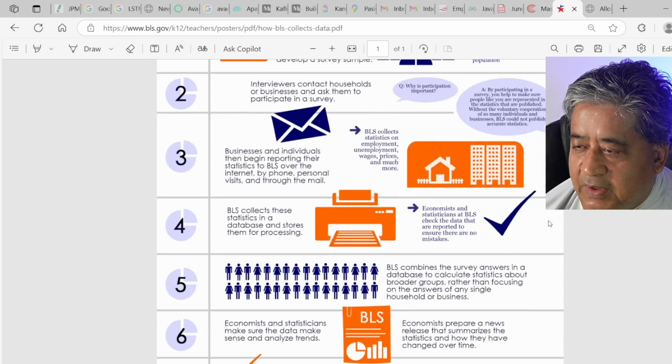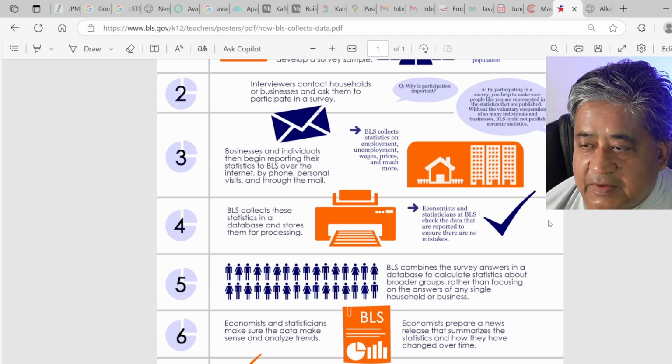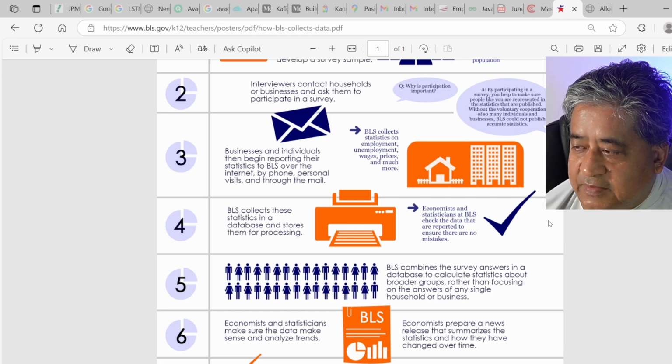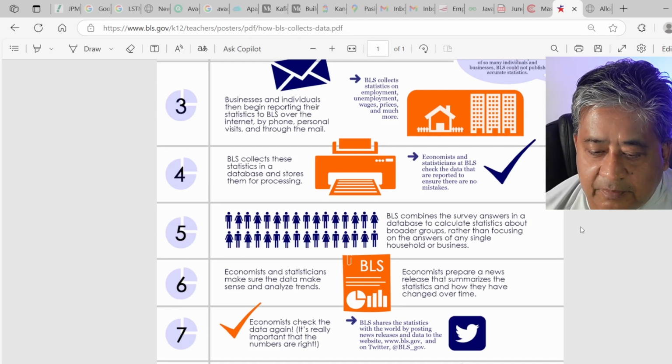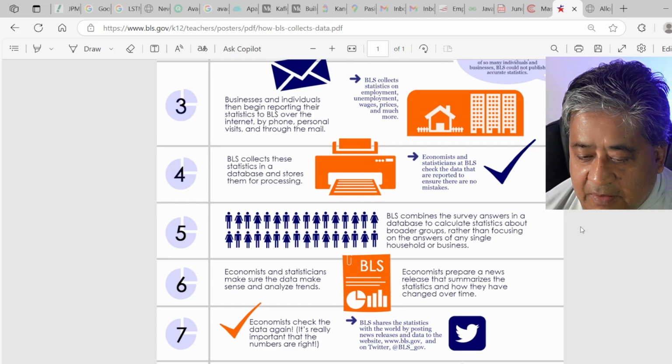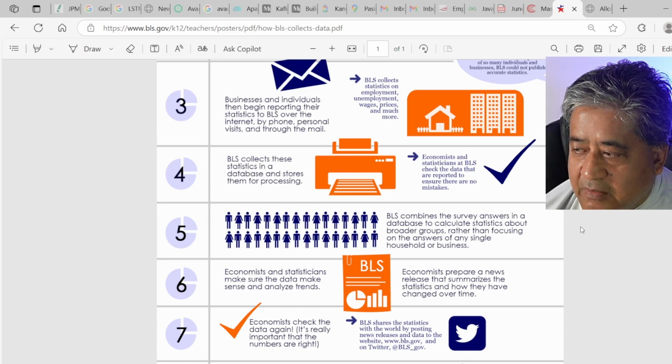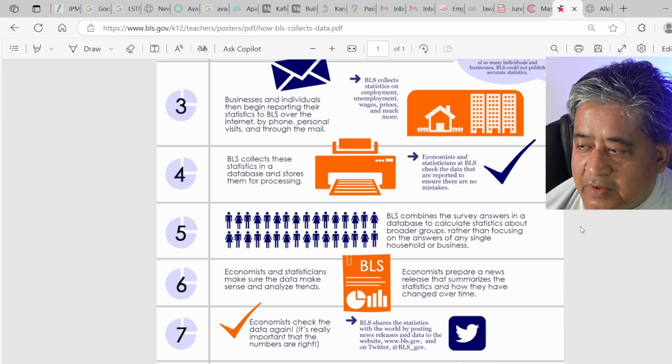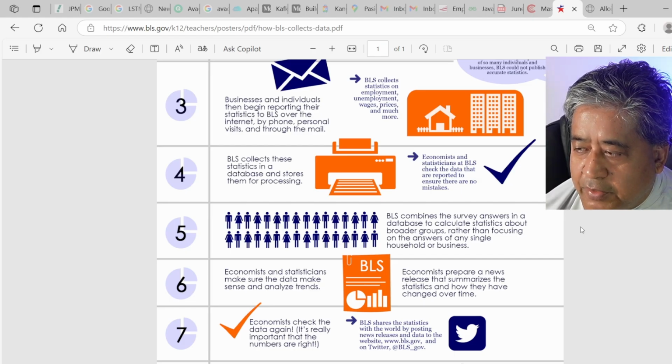Number 4, BLS collects these statistics in a database and stores them for processing. And then the economists and statisticians at Bureau of Labor Statistics check the data to ensure that there are no mistakes. Number 5, Bureau of Labor Statistics combines the survey answers in a database to calculate statistics about broader groups rather than just focusing on the answers of a single household or business. They create the statistics on broader groups.